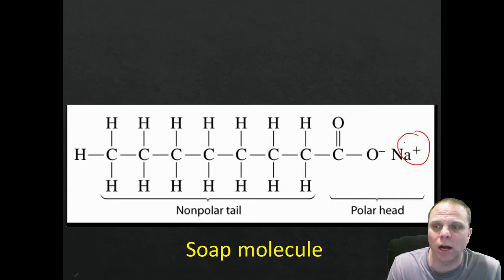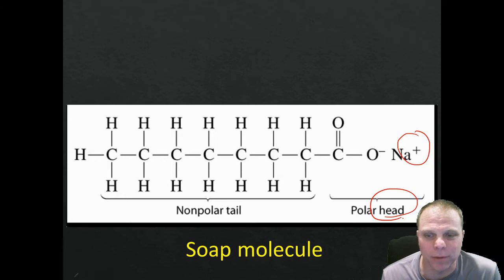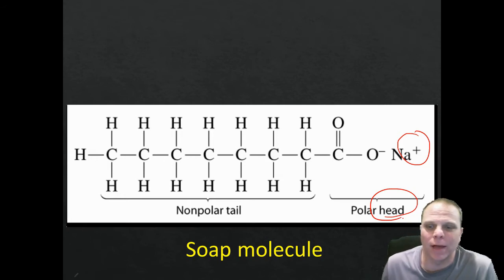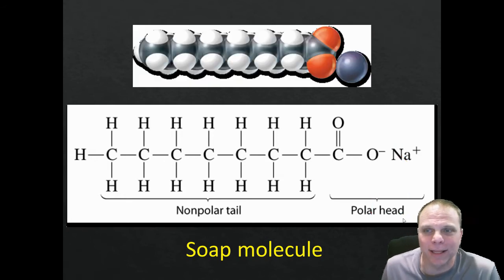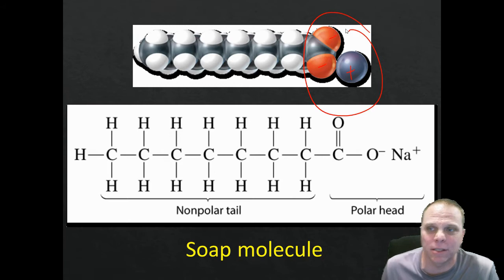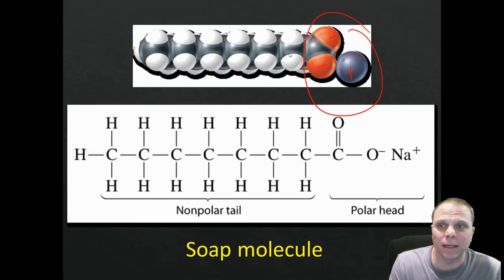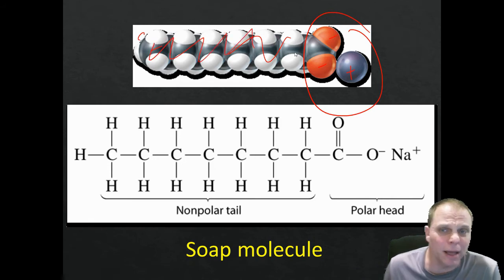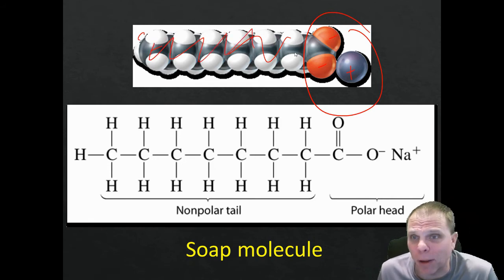So we've got this charged part of the molecule. We call it the head of the molecule. So we have this tail and we have a head. So let's look at what that kind of looks like. So here's our polar head. It's got the charged sodium on it. It's got a big positive charge and it's got some negative charges there. And then all of this basically is what we consider our non-polar tail. So that's a soap molecule.